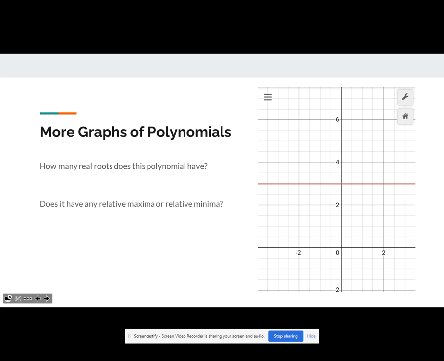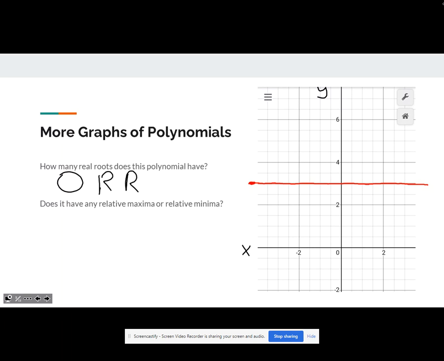So let's look at this next one here. So it's this red line right here. It might be a little hard to see, but we're focused on this line. Here's our x-axis, and here's our y-axis, just to make sure that we're all on the same page here. So how many real roots does this polynomial have? Well, it doesn't cross the x-axis anywhere. So this has 0 real roots.